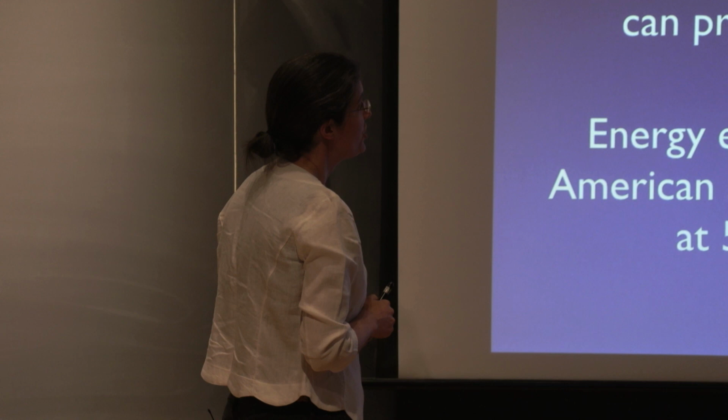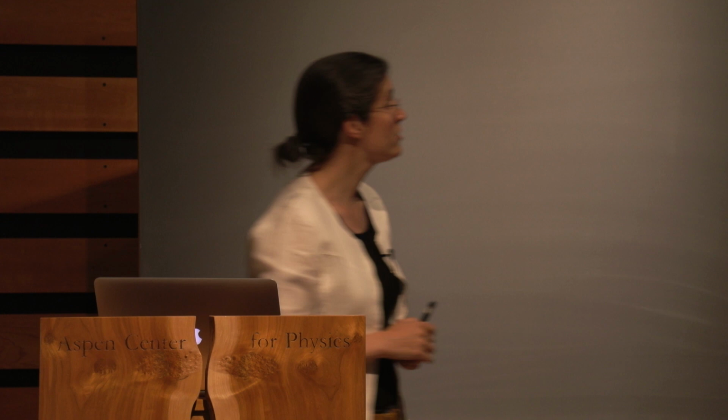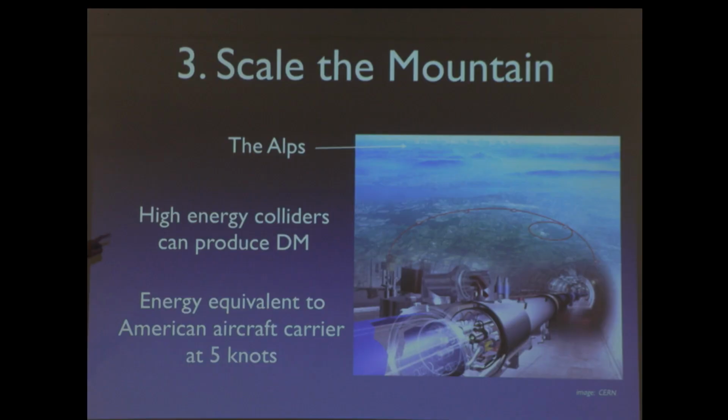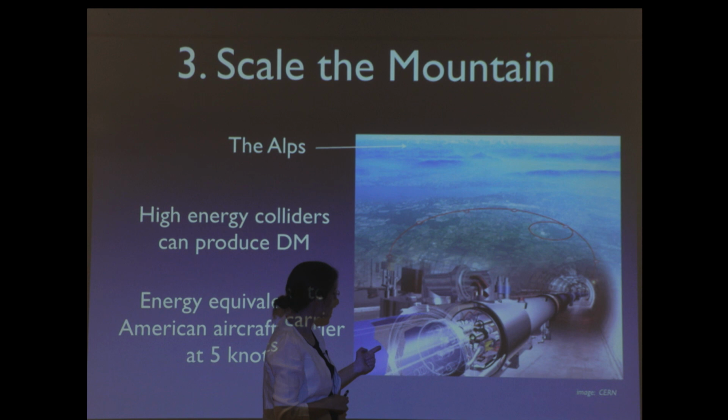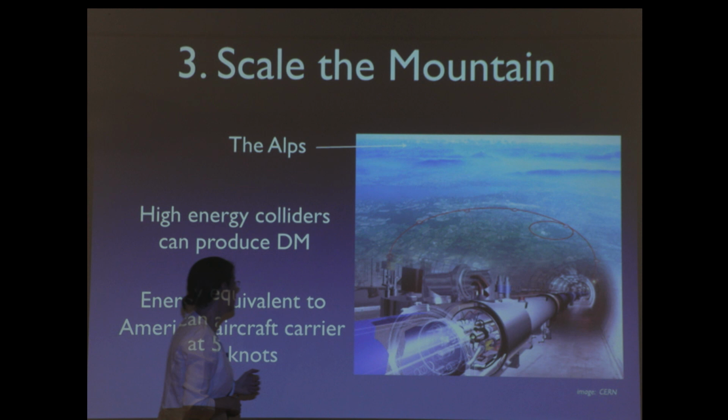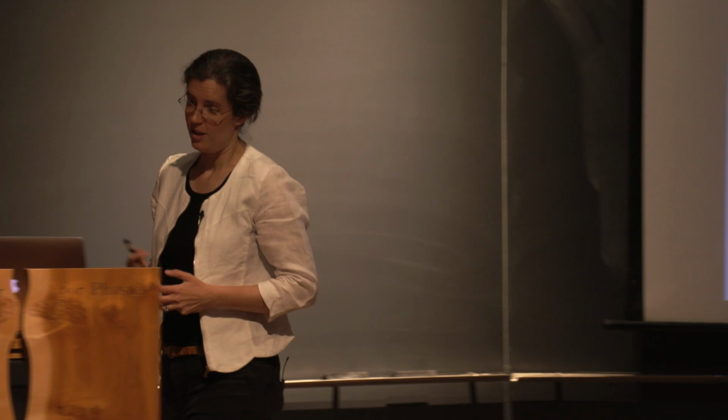So the LHC, which runs near Geneva, Switzerland. So there are the Alps. This is Lake Geneva here. And this is the ring. So there's an underground tunnel. And in that underground tunnel, the accelerator produces protons with an energy equivalent to an aircraft carrier at 5 knots. They have to think about seasons when they actually run this collider, because it really requires an enormous amount of energy to feed this machine.